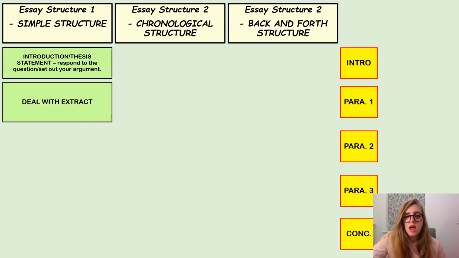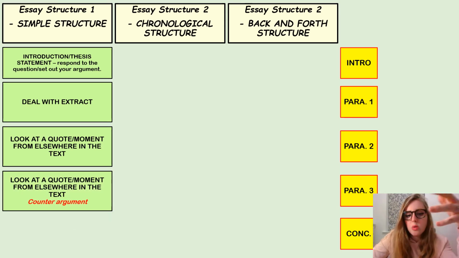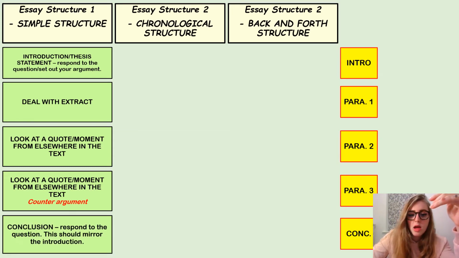Okay, and then in the simple structure, we deal with the extract first. So we're going to get a quote from the extract, which we'll have a look at in a little bit. Then we're going to look at a quote or moment from elsewhere in the text, then another quote or moment from elsewhere in the text, and then we're going to introduce a counter argument. And then we have a conclusion, which is basically the same as the introduction. Okay, this is my simplest structure.